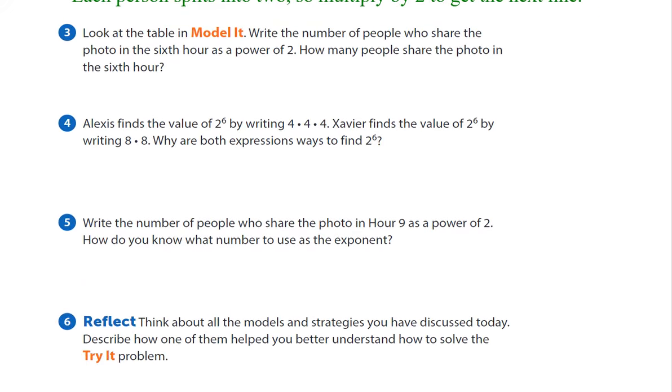Number 3, now we're thinking about the table in the model. Write the number of people who share the photo in the 6th hour as a power of 2. How many people share the photo in the 6th hour? So if you recall, that was 2 people times 2 people times 2 people times 2 people times 2 people times 2 people. That's 6, right? 1, 2, 3, 4, 5, 6. So that is 2 to the 6th power.